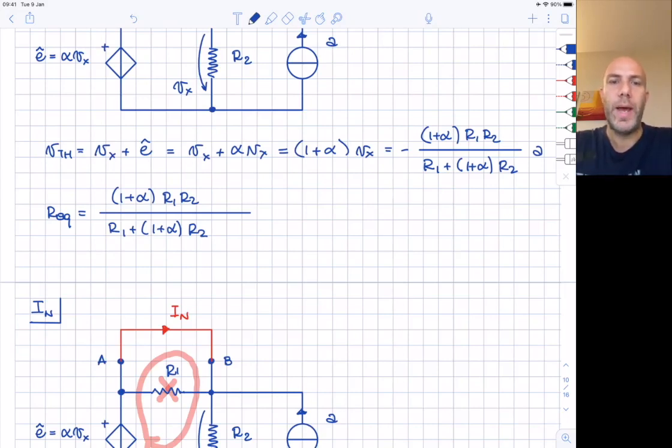So, as a take-home message, we don't have to choose a priori if we want to calculate the open circuit voltage or the short circuit current, but we have to look at the circuit and try to understand if one way or the other is preferable from the complexity point of view.